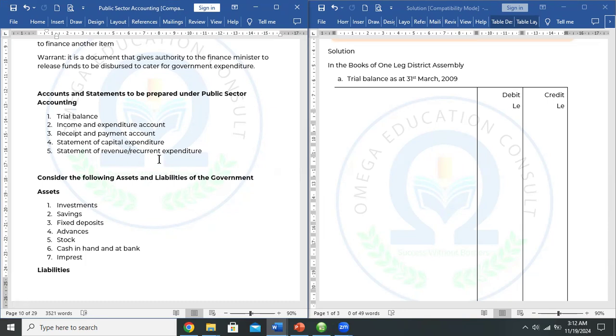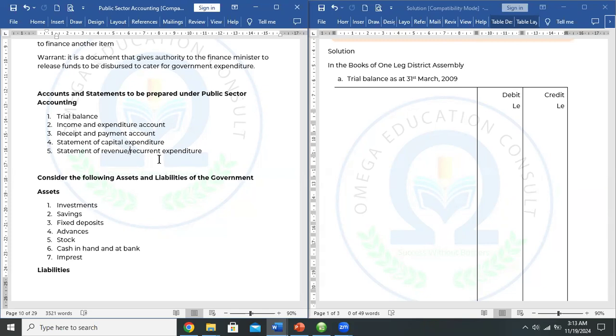Then 2, income and expenditure account. So here is going to focus on all the income the government is getting matched against the expenditure. So it's more or less like the profit and loss account where you match your total income with your total expenses. So any difference may be a profit or a loss, but here we're going to refer to the profit as a surplus. Surplus, please note that. And then the loss will be a deficit.